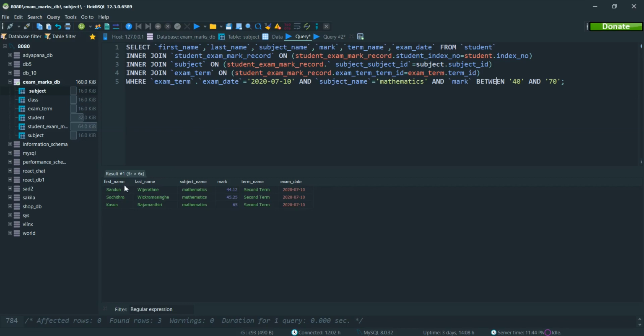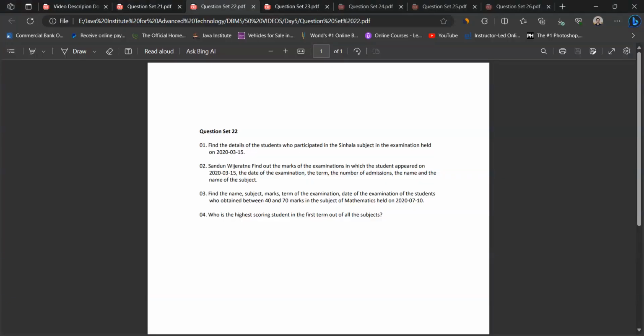The first name, last name, subject name, mark and term name, as well as the exam date. So to the next question, the 4th question: who is the highest scoring student in the first term out of all the students?